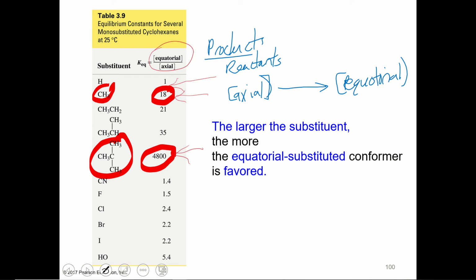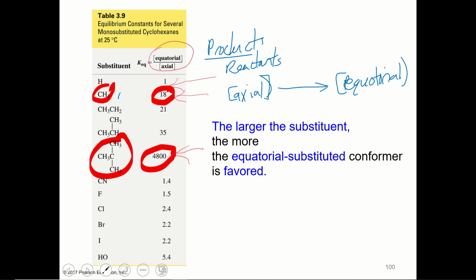So flipping with hydrogen as a substituent, whether hydrogen is axial or equatorial, the equilibrium is 1. That means that axial and equatorial are equivalent. The ring is flipping 50-50. Neither side of the reaction is favored. Look at the methyl group, which is next in the table, circled in red. Replacing hydrogen with a methyl group at an axial position, the Keq is 18 if the methyl group is on the ring.